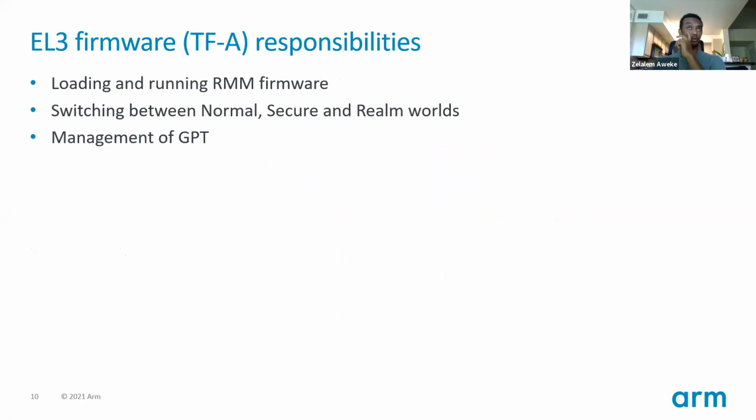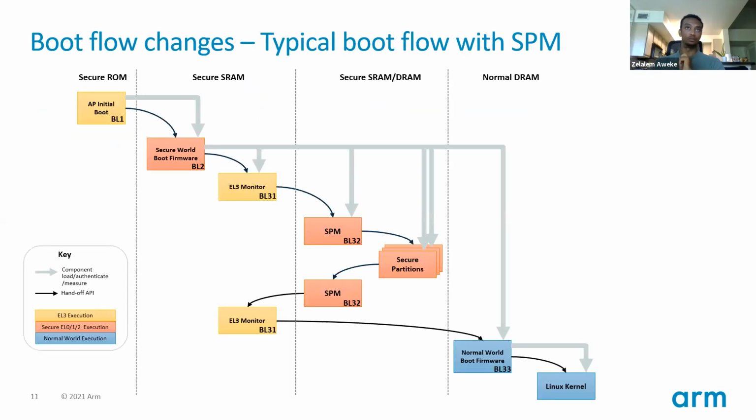So I'm just saying what the responsibility is: loading and running RME firmware, right? So this is just a generic description of what the EL3 firmware is supposed to do. Does it make sense? So this is not for BL31, but any. When I say EL3 firmware, I'm talking about BL1, BL2, and BL31, all the firmware that runs inside EL3. So that also includes BL2. Does that answer your question? Yeah. Okay.